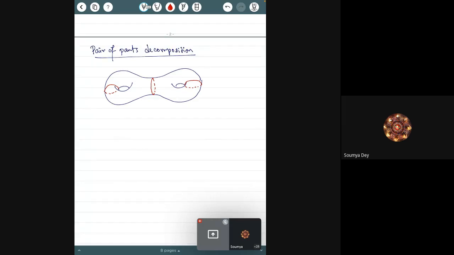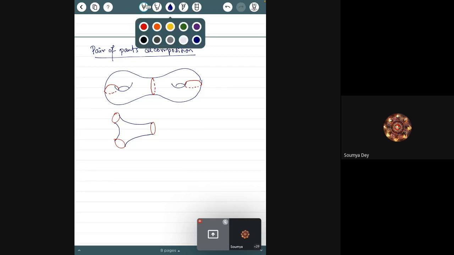so let me draw here. So suppose you have, from here you have achieved two pairs of pants, right? After cutting. These are topological. There is no hyperbolic structure yet. We're going to give some structure, okay?